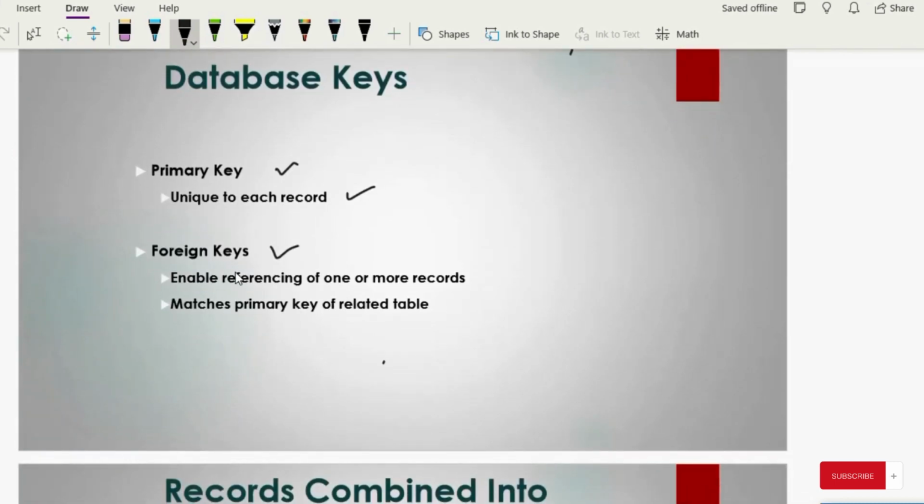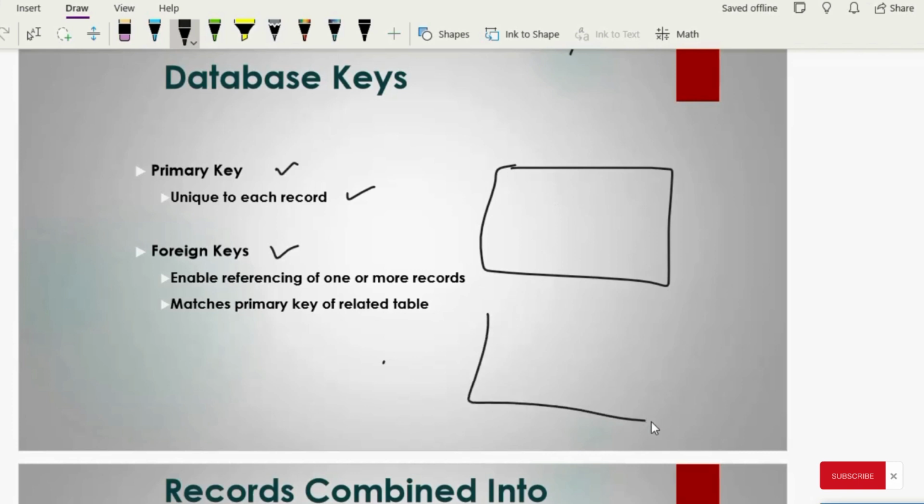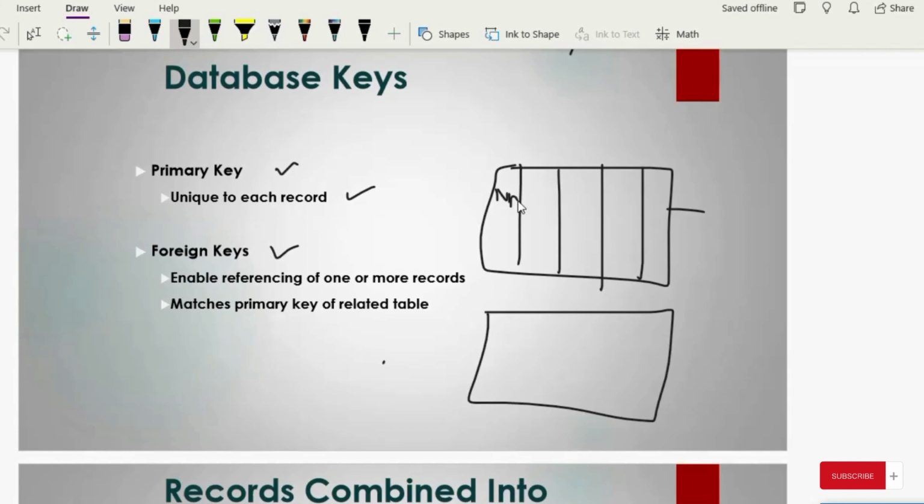Foreign key is a reference key, and it could be the reference key of one or more records. When we try to link different tables with each other, different files with each other, let's suppose this is one file and this is another file. This file contains the employee information, that is, how many employees the organization has. So I will be having the national ID for the employees, the department of the employee, let's suppose he works in department A, and the name of the employee, because this is the employee record file.